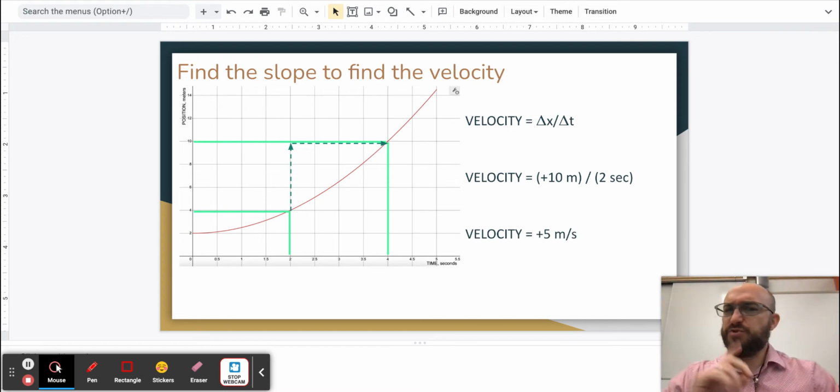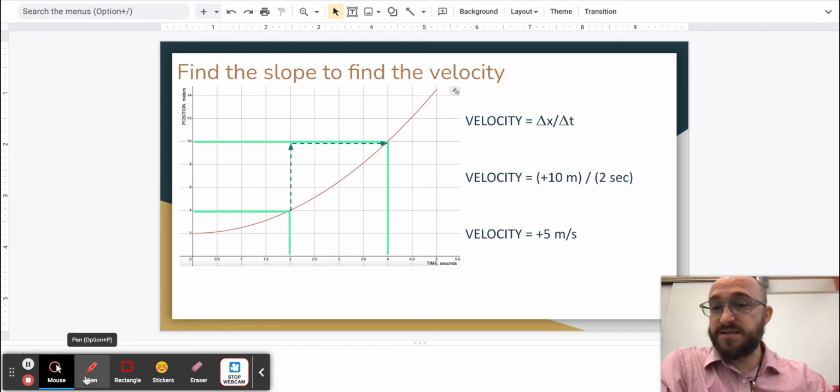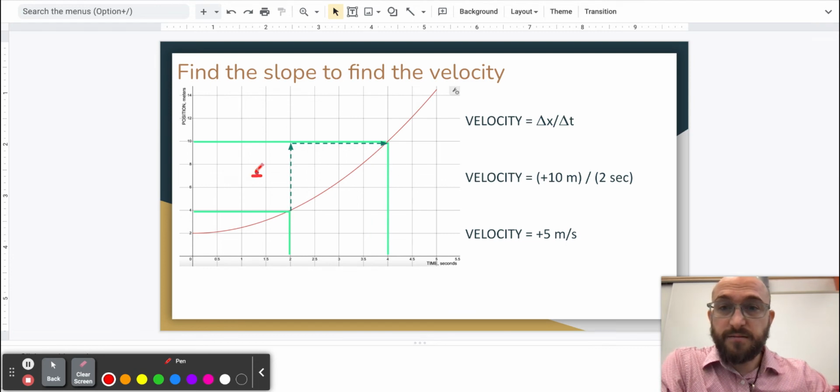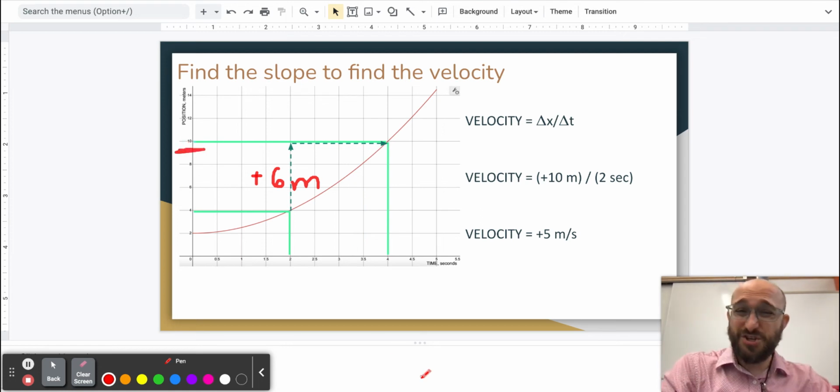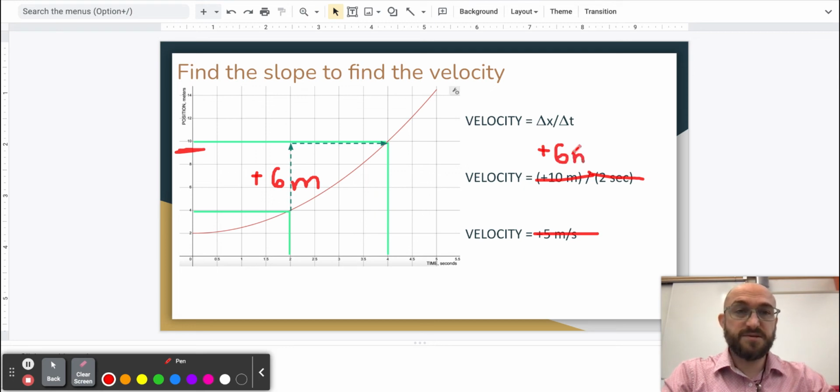Ooh, uh-oh. Do you see the problem that's on the screen? What I did here is I showed you the number one mistake I saw. Instead of people using the displacement, people just used that final position, and that's not right. You need the change. So I don't want this. I want positive 6 meters divided by 2 seconds is still correct. And that gives me a velocity of positive 3 meters per second.